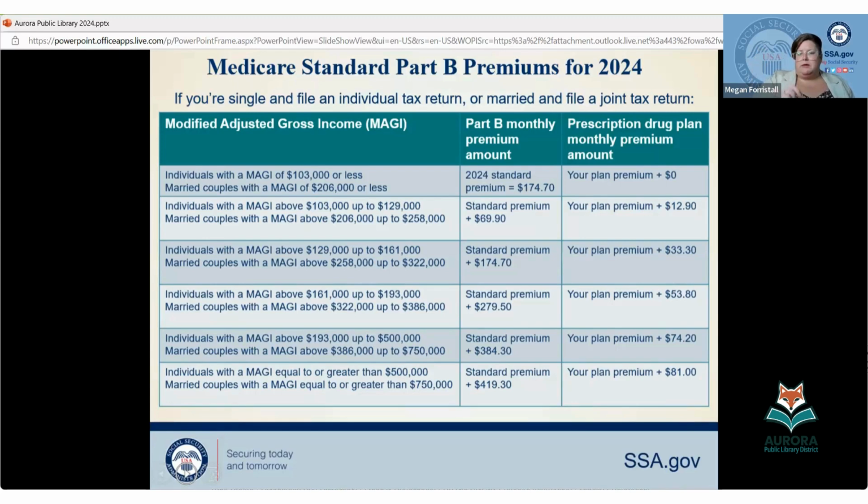We're always using 2 years prior modified adjusted gross income from IRS. So this year we're using 2022, but you say, hey, my income went down a ton for 2023 because I stopped working at the end of 2022. That's a life-changing event. You get us that form in and we can use 2023's instead.